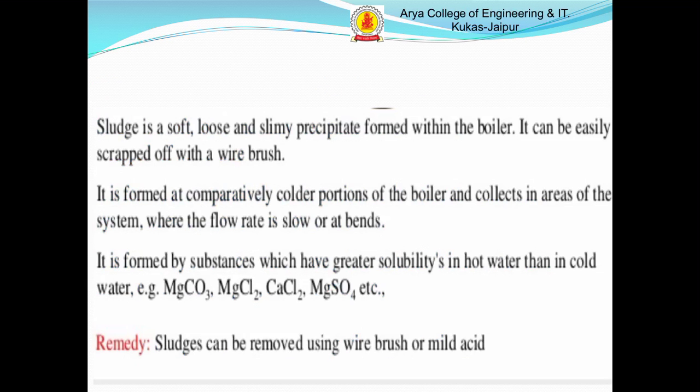Next is the sludge. Sludge is a soft, loose and slimy precipitate formed in the boiler. It can be easily removed by scraper and wire brush. It is formed at comparatively cold portions of the boilers and collects in areas of the system. It is formed by substances which have greater solubilities in hot water than in cold water, like magnesium carbonate, magnesium chloride, calcium chloride, magnesium sulfate, etc.